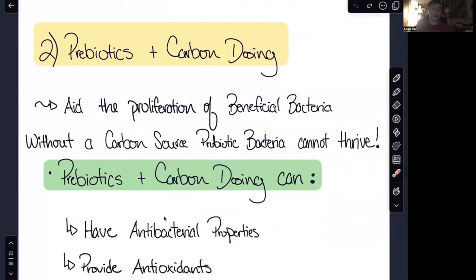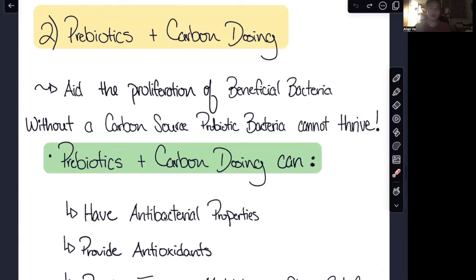All right. Another optimization technique is the use of prebiotics and carbon dosing. These things aid the proliferation of beneficial bacteria. And it's crucial when using this method that you have a carbon source, because without a carbon source, the bacteria can't reproduce. So if you're going to do this and skip carbon dosing, it kind of is counterintuitive.